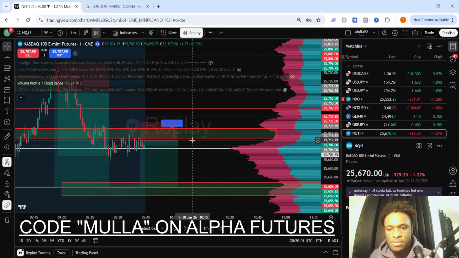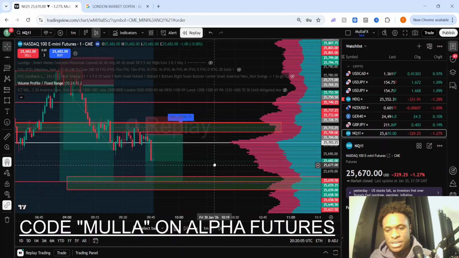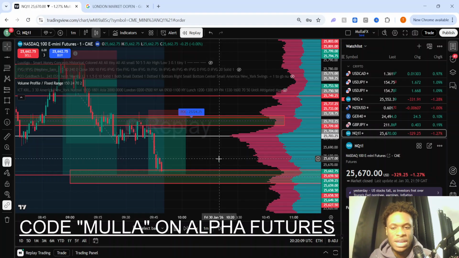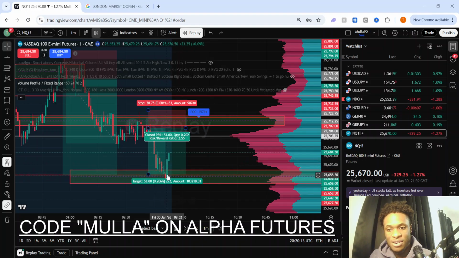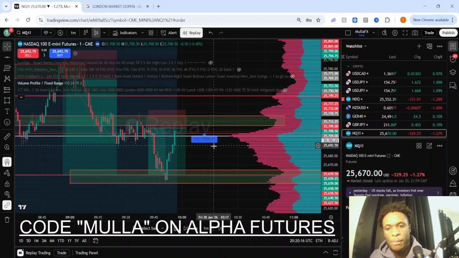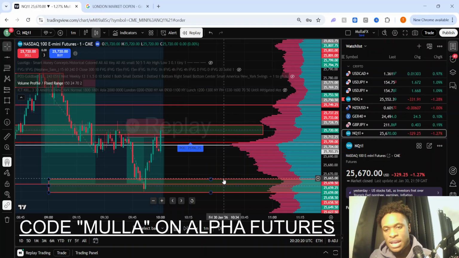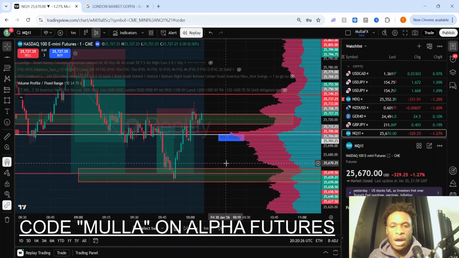Now, as you can see, I entered in off here, right here, and it just started dumping. And then, of course, it edged me a bit naturally, like every trade. And then full TP hit, and as you can see, reversal like that. Boom, reversal. Imagine still being in that trade. Full reversal.